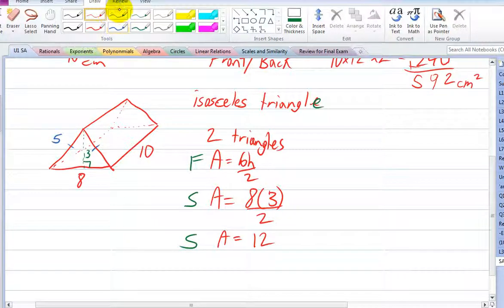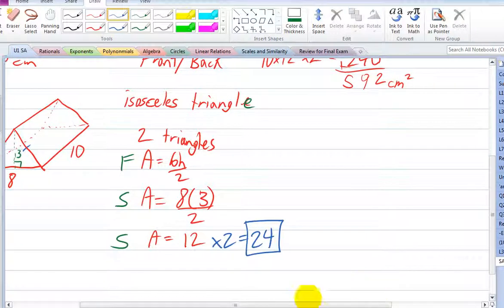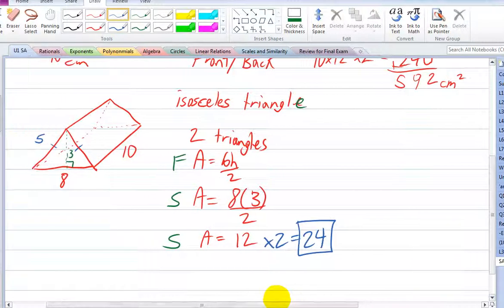Why? Yes, this is just one triangle. There's other pieces, but there's 2 triangles. So the total for the shape is 24. One triangle is 12, and we have 2 of them. All right, so then let's label what else we're going to find next. What are we going to find next? I'm going to choose Christina. What are we going to find next?